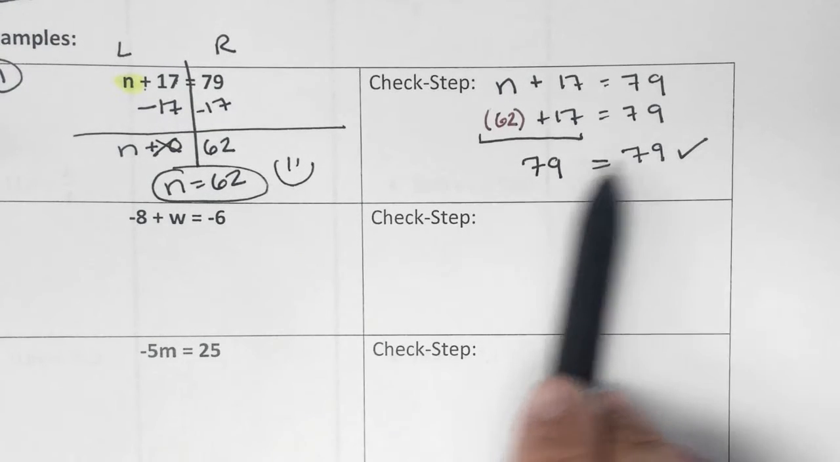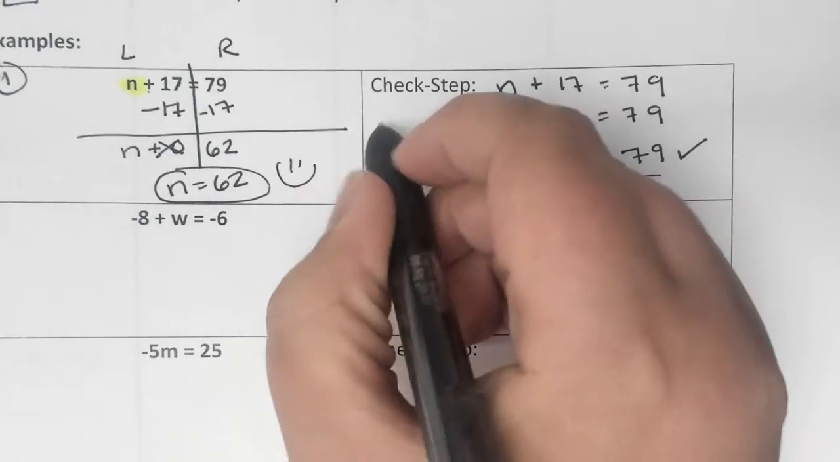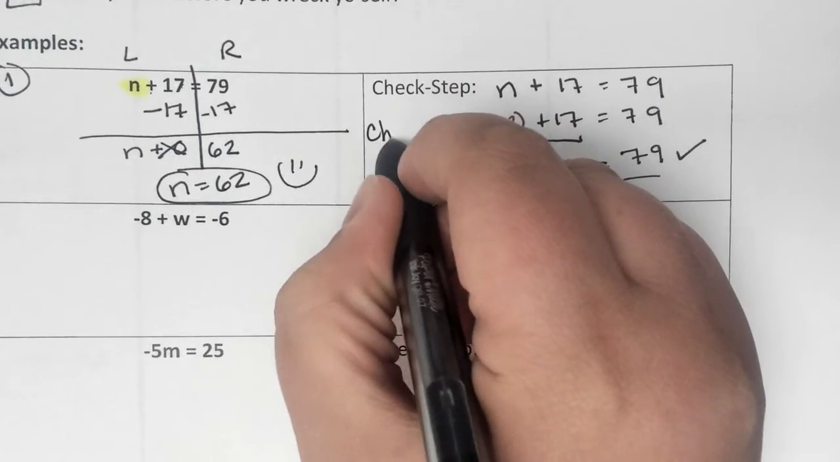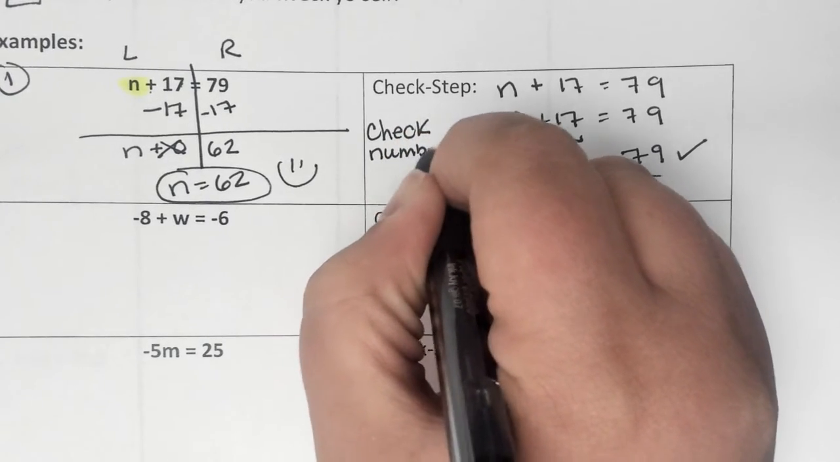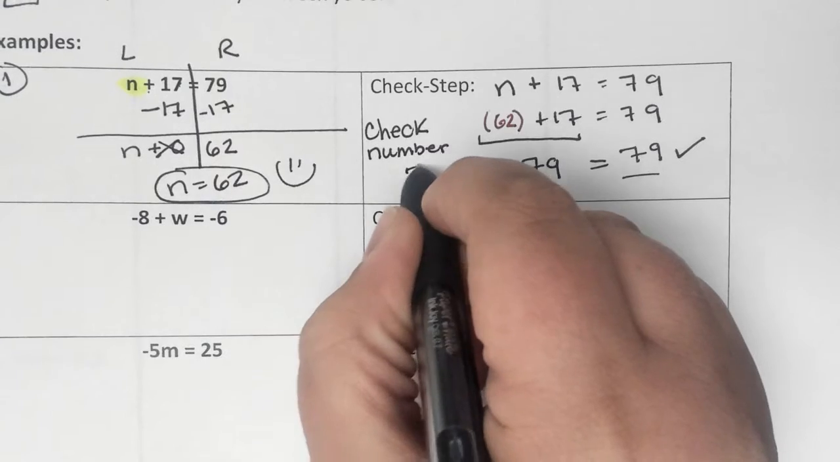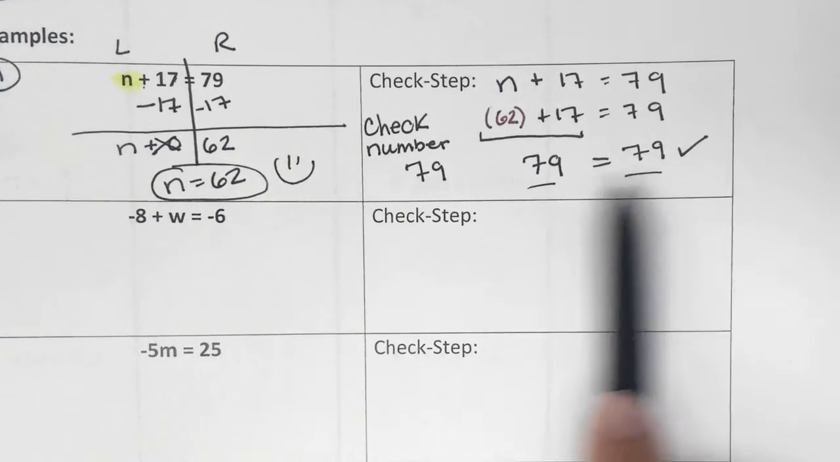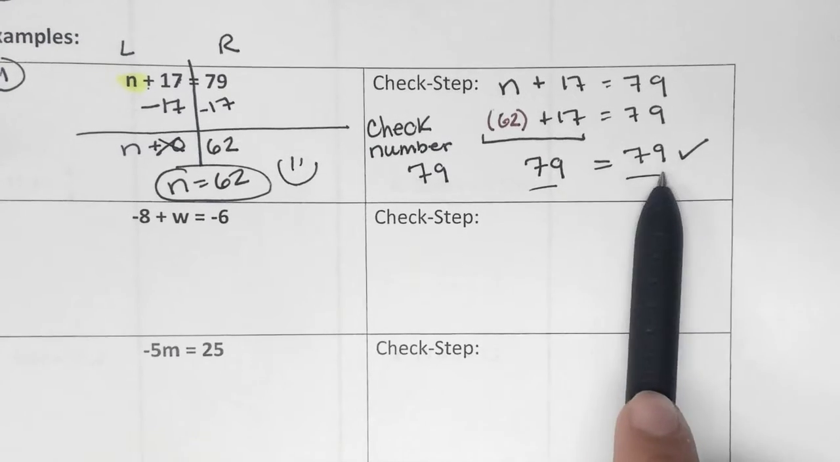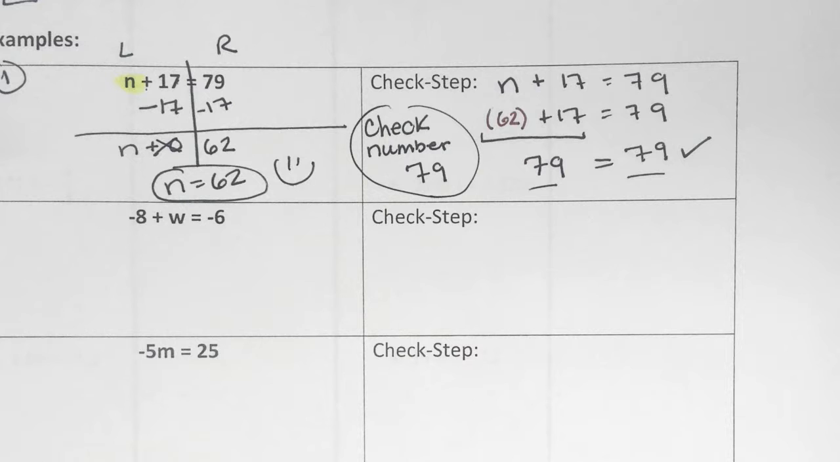You'll see on both sides of the equal sign we have the same number. That's why it's true. We call that the check number. On Schoology, your assignment is going to ask you for a check number. Your check number is 79 in this example because our very last part of the check step was 79 equals 79.